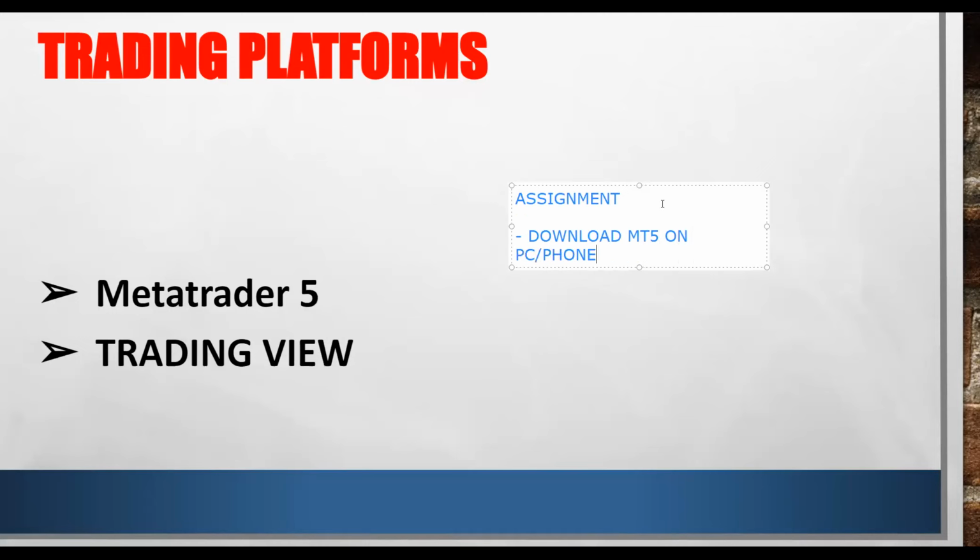Just go to your Play Store and download it. Unfortunately, I think it's no longer available on the Apple Store right now because of some regulations, but it's available on Android. There's also a web version. Just go to Google and search for MetaTrader 5 download. They'll take you to the website, and then you see the link to download it. Or go to your app store.